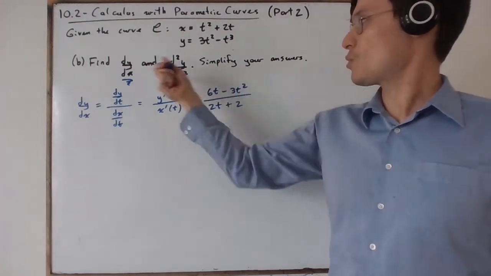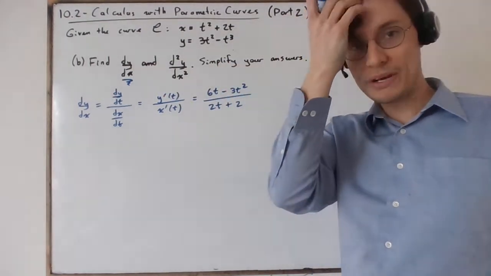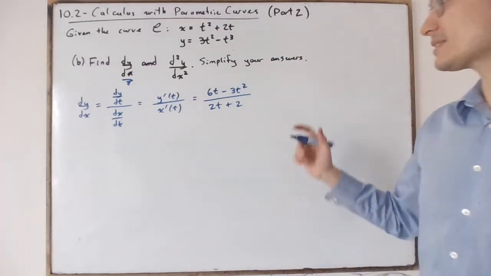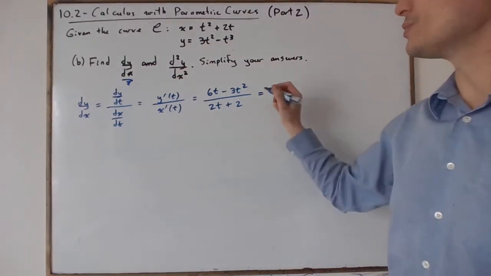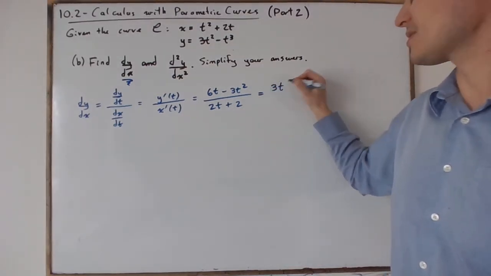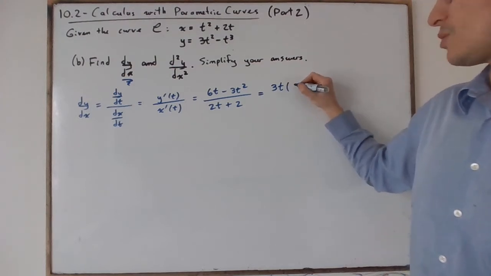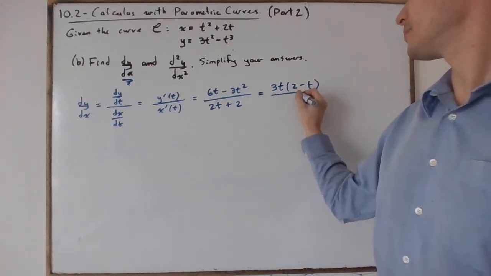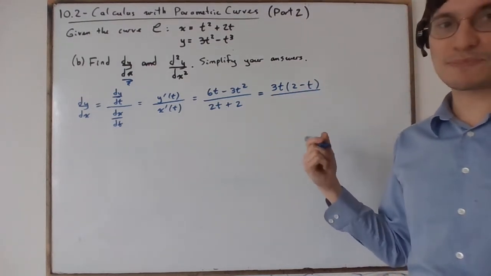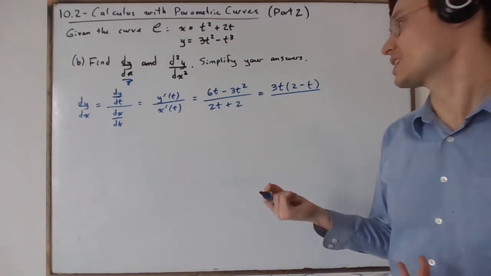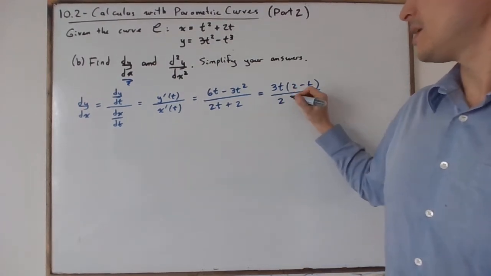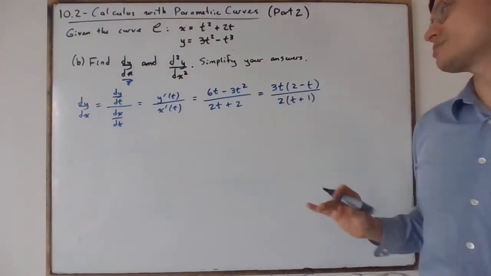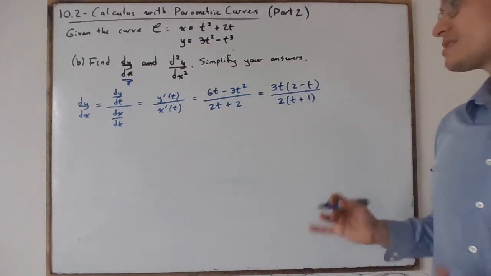Now, the question is asking to simplify your answer. So you always want to try to take factors out, and if there's a common factor, you cancel it. But here there's not much you can do. 3 is a common factor, t is also a common factor, so let's take it out. So what we have is 2 minus t. That will be useful for the next part when we look for horizontal and vertical tangent lines. Here, we can factor out 2, so 2 times t plus 1. There you go. So this is the first derivative, and that's the best we can do.